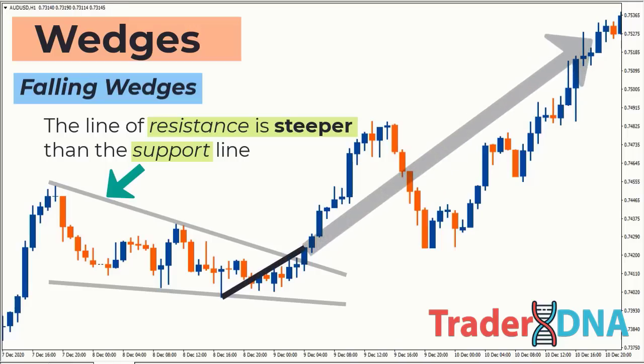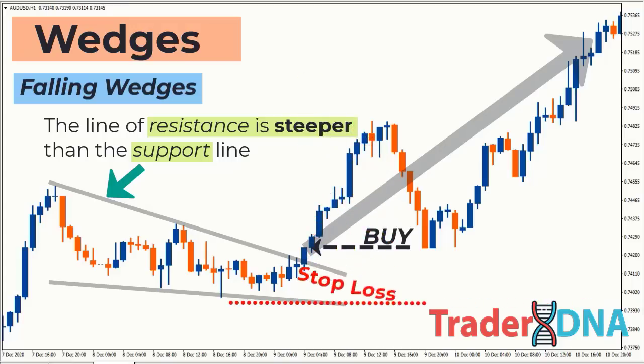The traders should take a long position when the prices break above the upper converging trend line. Stop loss can be placed at the bottom side of the falling wedge line. The minimum price target is equal to the height of the back of the wedge.